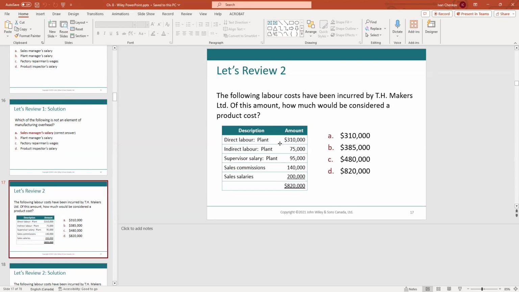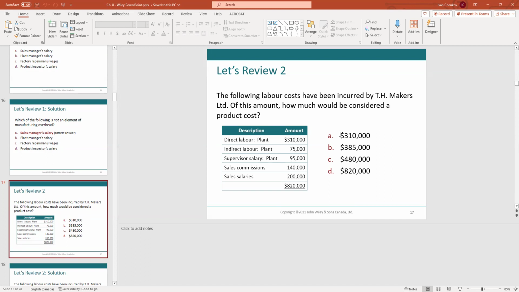For that reason, which one will be considered product cost? Is direct labor product cost? Yes. Is indirect labor product cost? Yes. What kind of product cost? Overhead. Perfect. How about the supervisor's salary working in the plant? Is that product cost? Overhead. Sales commission? No. What kind of cost is that? Period cost. Sales salary? No. Period cost. Okay, so which are the product costs? One, two, three. Once you combine those three, you're going to get it.